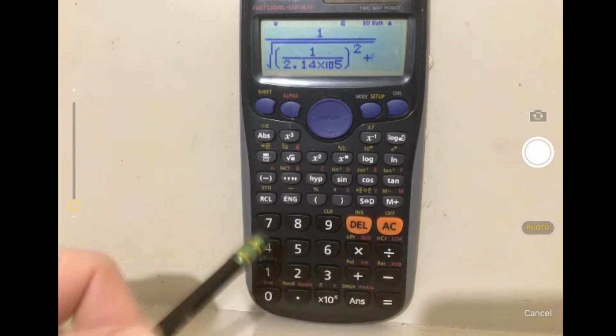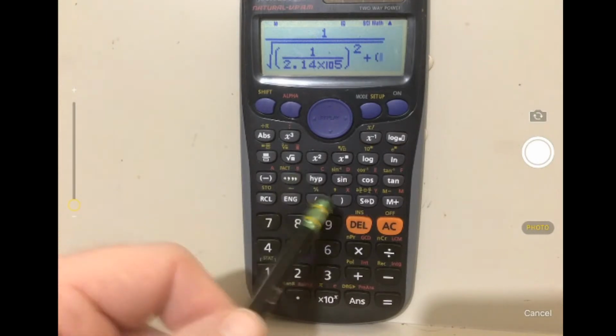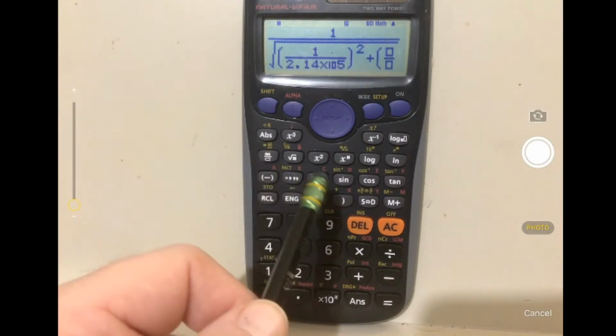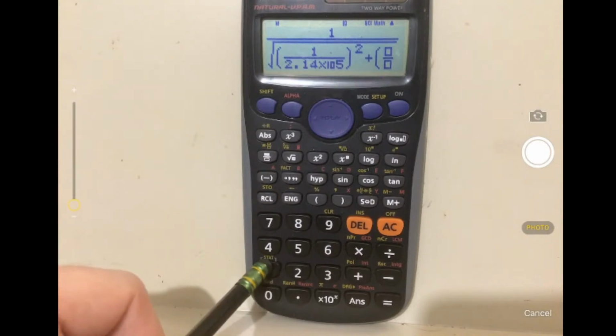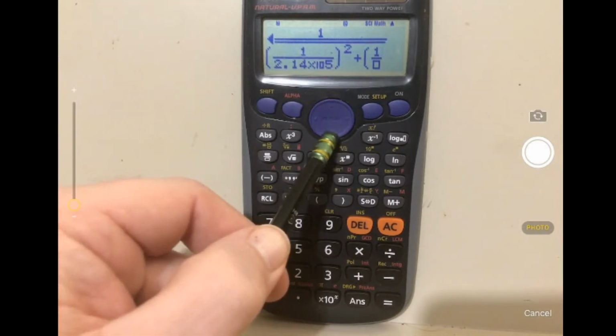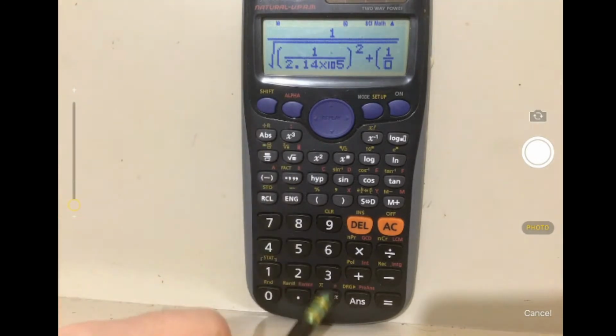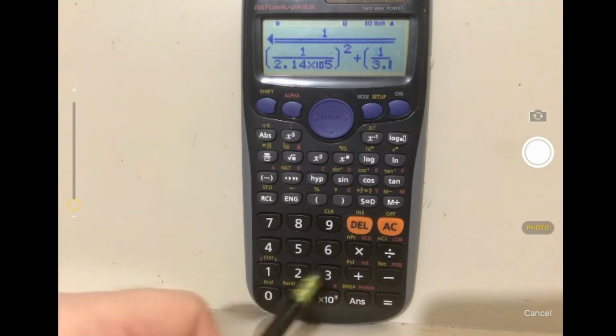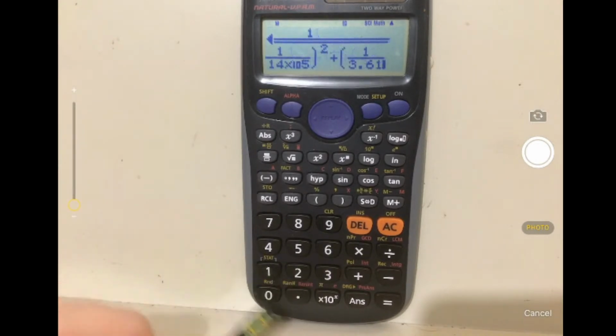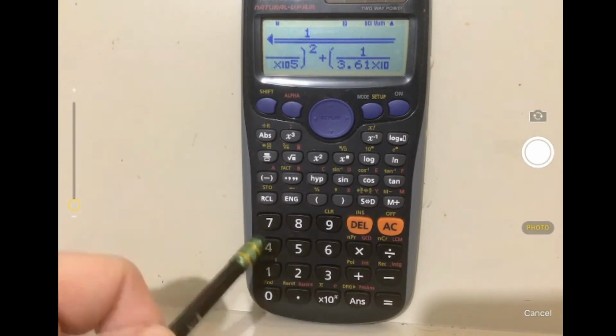Then I can open up the parentheses. There's another fraction inside this parentheses, and this has a 1 on top again. 1. Down arrow to get to the bottom. And what do I got here? 3.61 times 10 to the 4th.